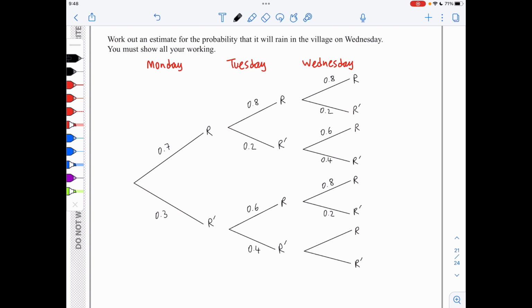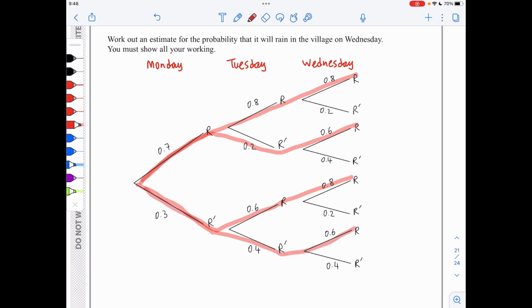And then if it doesn't rain on Tuesday, it will rain on Wednesday with a probability of 0.6 and will not rain with a probability of 0.4. So these are all the possibilities. Now the question is, what is the probability it will rain on Wednesday? So it could rain if it rains on all 3 days, or we could be looking at rain, no rain, rain, or no rain, rain, rain, or no rain, no rain, rain. So there are 4 different routes that take me to Wednesday being a rainy day.